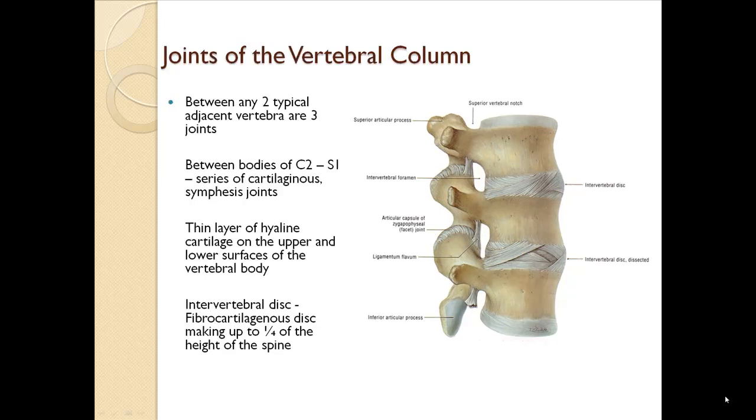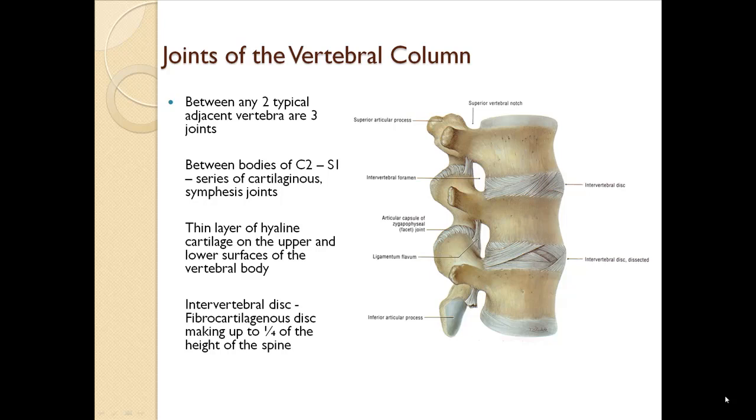Between any two typical vertebrae, there are three joints to consider. So between the bodies of C2 all the way down to S1, there is a symphysis joint, a cartilaginous symphysis joint. This is the intervertebral disc lying in between the two vertebral bodies themselves. There is a thin layer of hyaline cartilage on the surfaces of the vertebral bodies themselves, and there is an intervertebral disc intervening the two vertebral bodies.